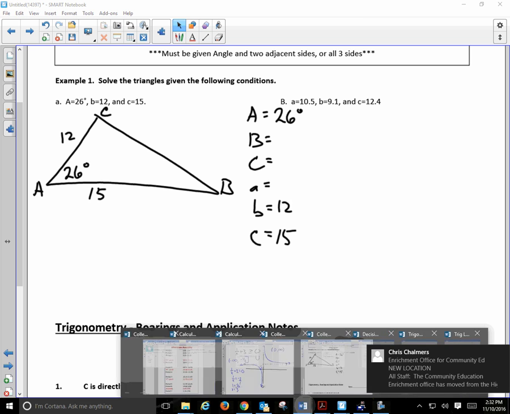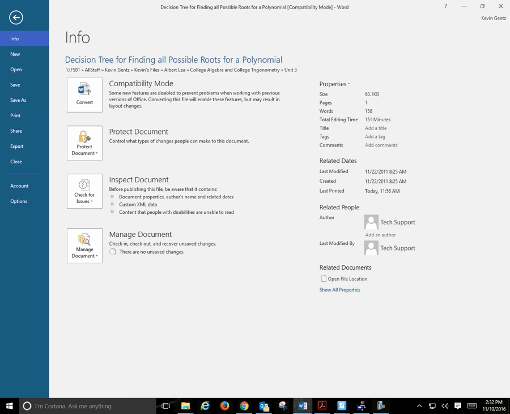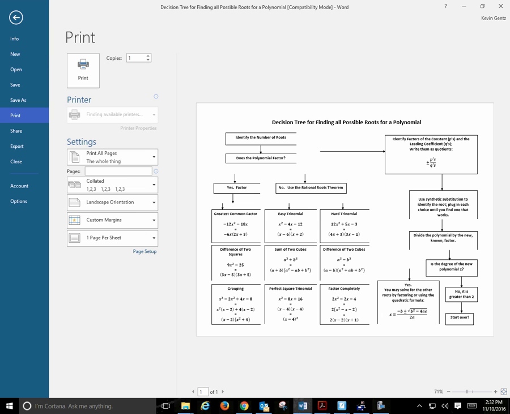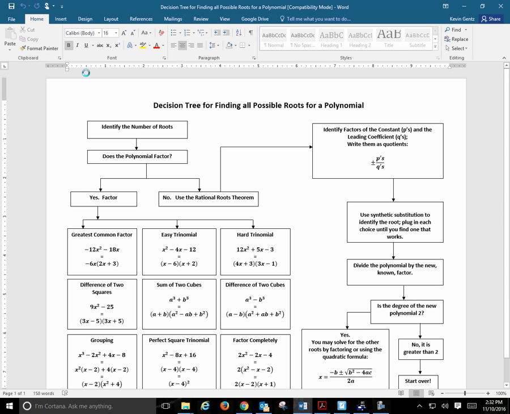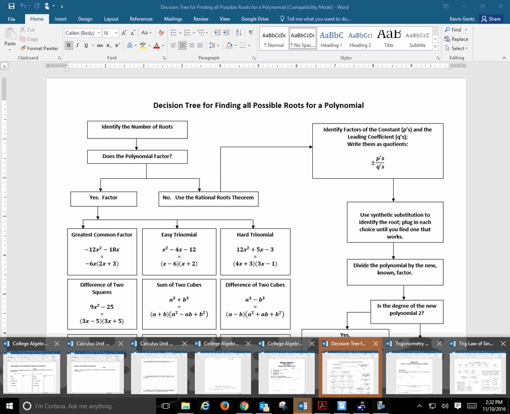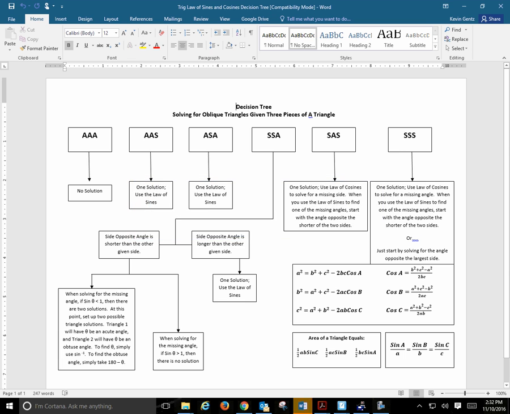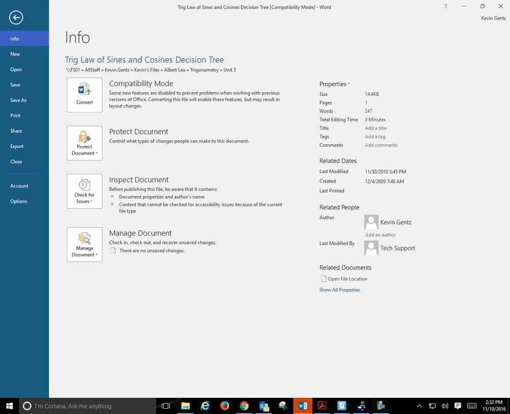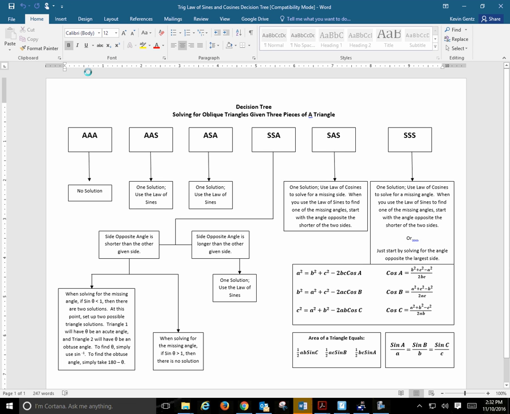As I look at my decision tree, can you tell me which of the 6 triangle situations am I dealing with? Whoop, wrong decision tree for crying out loud. Where are you? There you are. Is this an angle, angle, angle? Is it an angle, angle, side? Is it a side, side, angle? Is it a side, angle, side? What kind of situation do I have for this triangle?